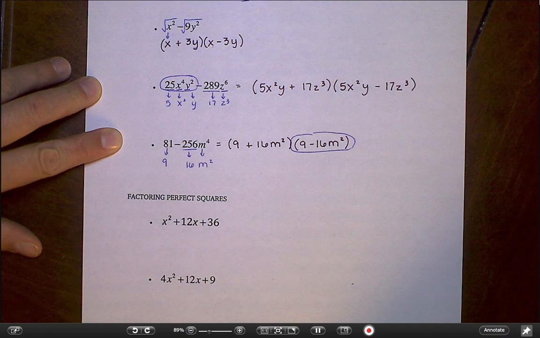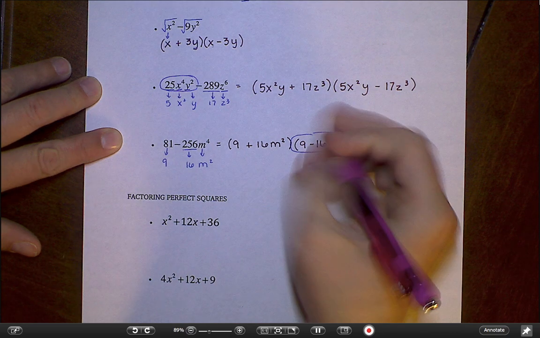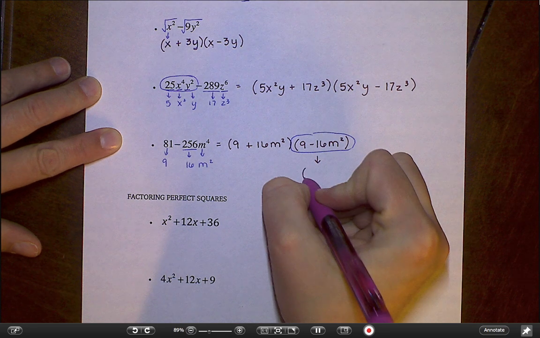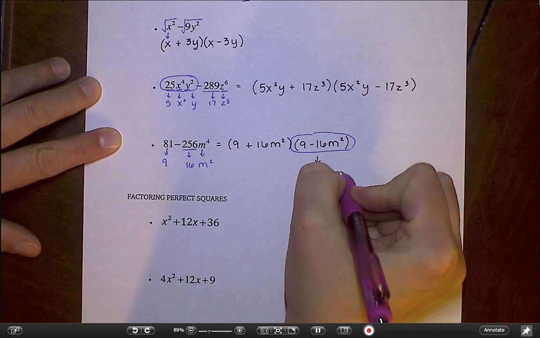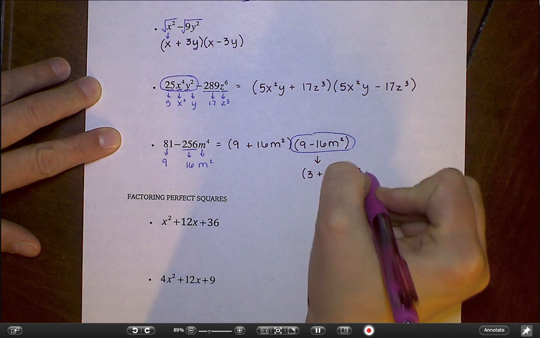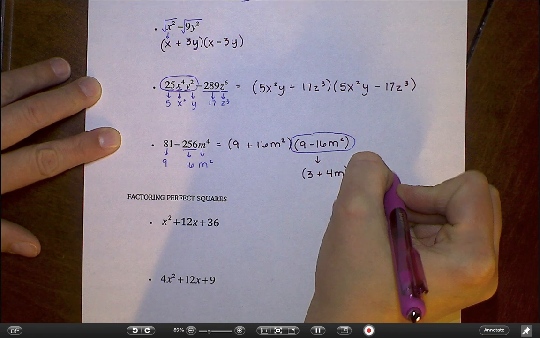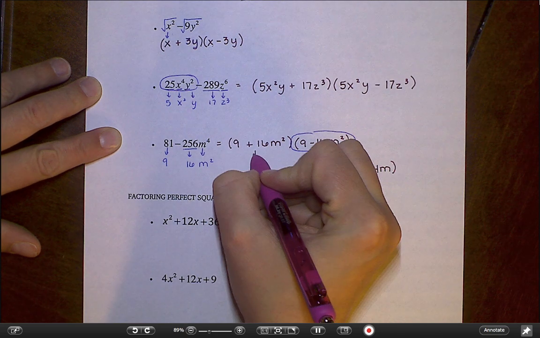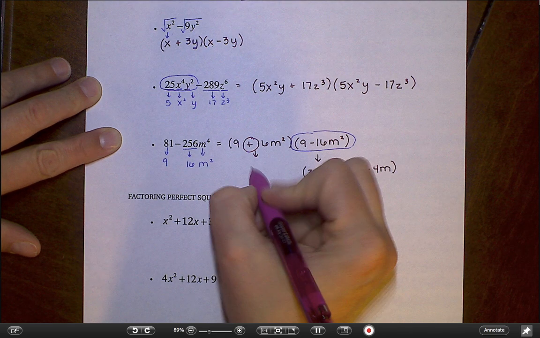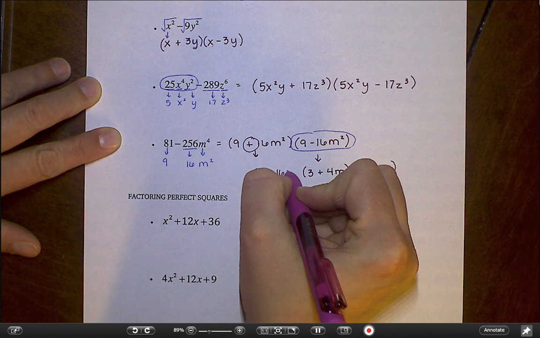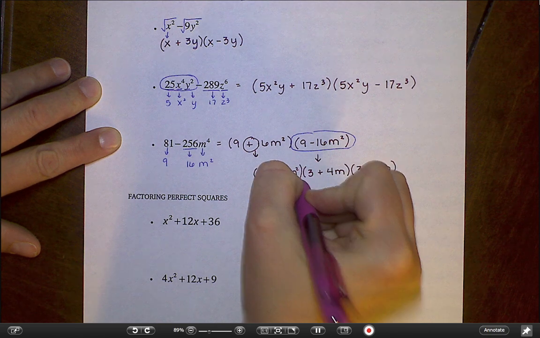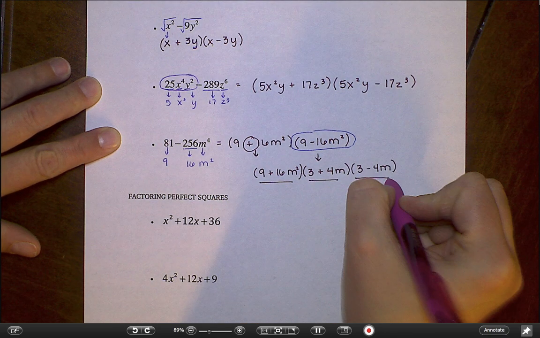So this thing here can break up into 3 plus 4m and 3 minus 4m. This one here I can't do anything with because of that plus sign. So this is just going to stay 9 plus 16m squared. And so then I would have 3 parentheses in a row for my final answer.